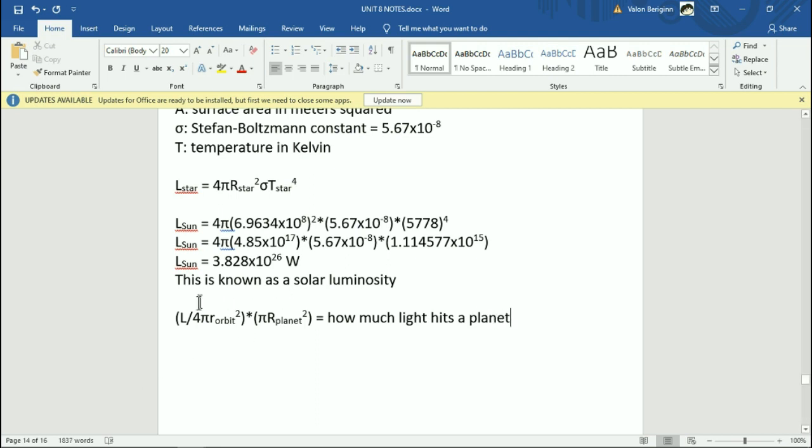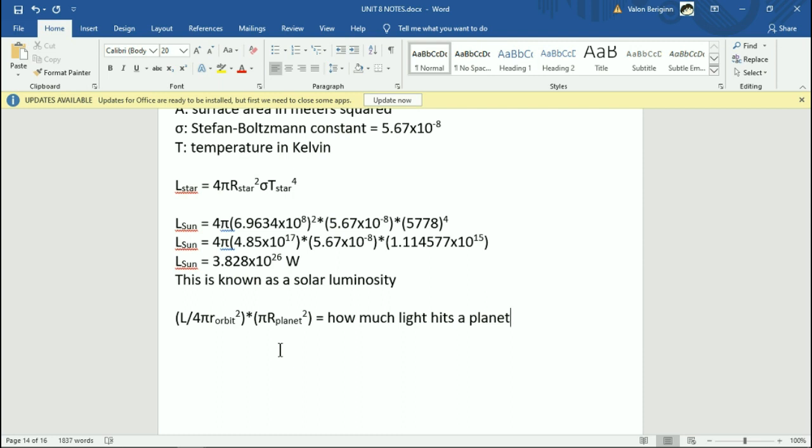So you're taking the energy output of the star, dividing it by the surface area of this orbit sphere, and multiplying it by the cross-sectional area of the planet. Basically, the 2D area of the planet. So this gets you the light. In other words, this is how much energy will actually hit the planet. So then the question is, okay, how hot is the planet going to be?